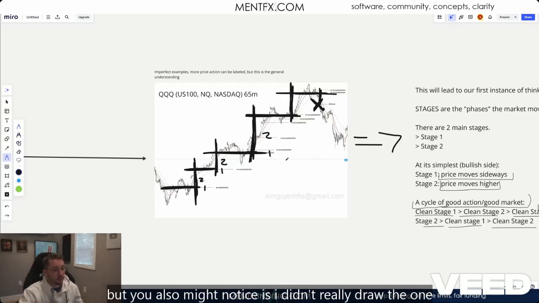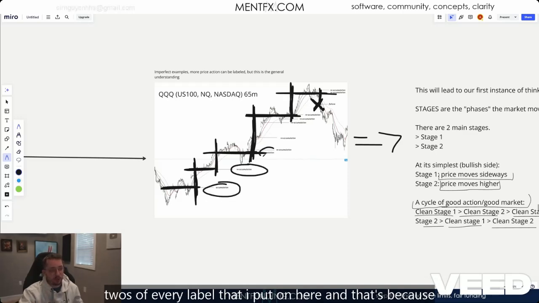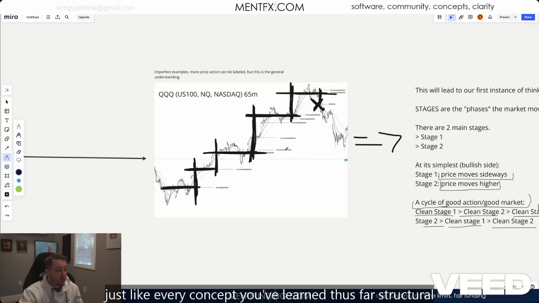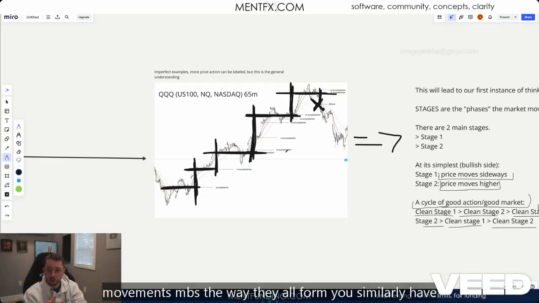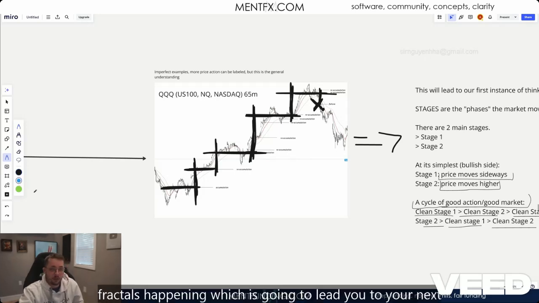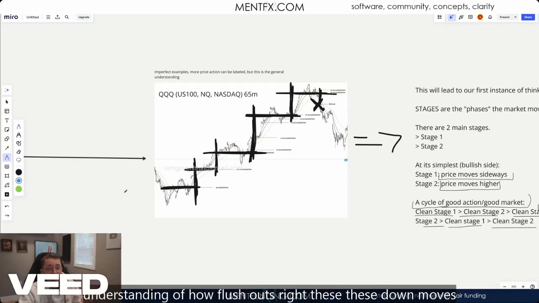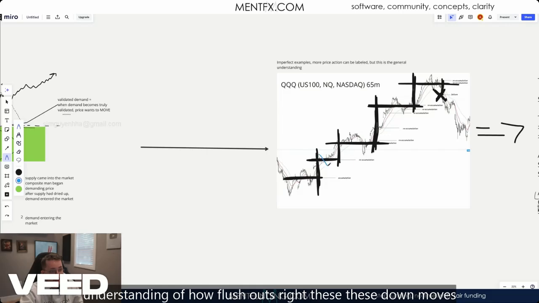What you also might notice is I didn't really draw the 1s and 2s of every label that I put on here. And that's because, just like every concept you've learned thus far, structural movements, MBs, the way they all form, you similarly have fractals happening, which is going to lead you to your next understanding of how flushouts, these down moves, can be different based on the type of trader you are or the kind of moves you want to get involved in.